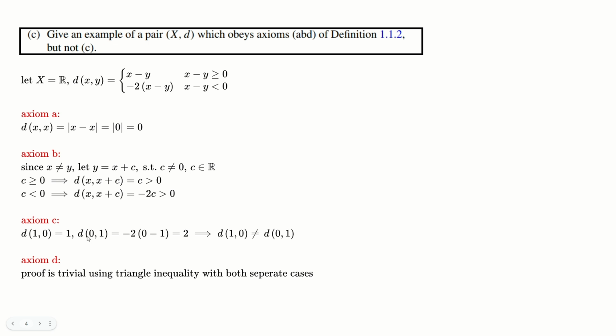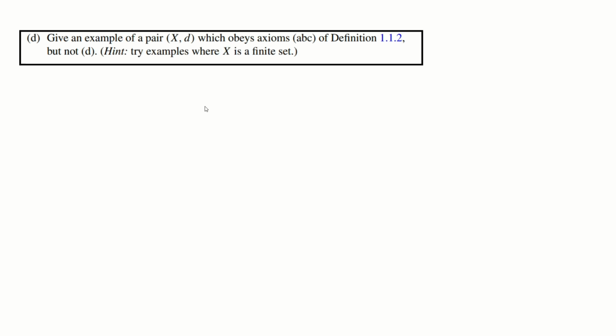d of 0, 1 is 1, while d of 1, 0 is negative 2 times 0 minus 1, which equals 2, which implies that this is just not true. C fails. And part D, trivially true using the triangle inequality. Very similar. We just put it into cases, but for this one, we just factor out the 2, and we can see that they're equal, very similar to what I proved in the last video for the triangle inequality.